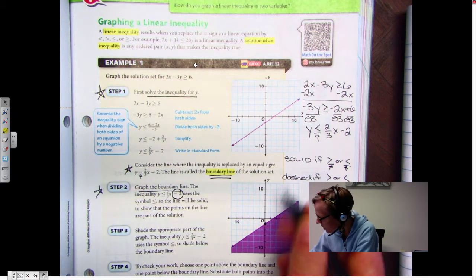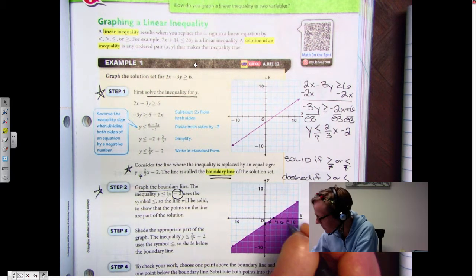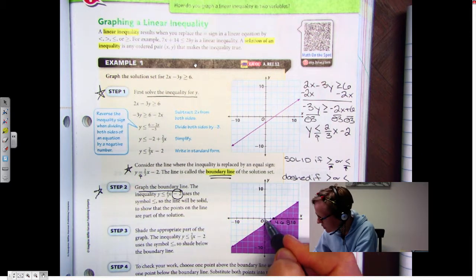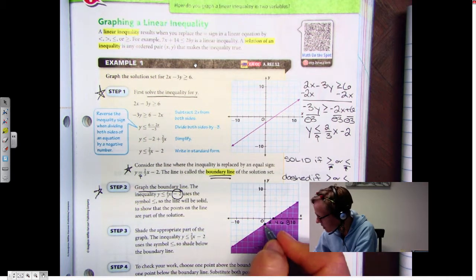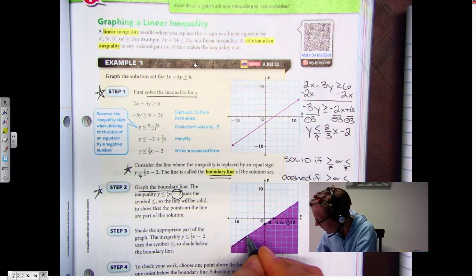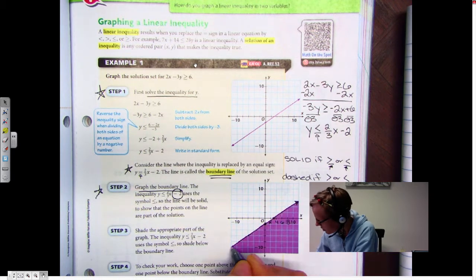So we're going to go up 2, which is only one box, and we're going to go over 3. And again, each grid line is worth 2. So in between these two grid lines, this would be 2, 4, 6, 8. Again, we don't need to label all of them. So we'd go up 2 over 3, up 2 over 3, up 2 over 3. Similarly, we could go down 2, backwards 3, down 2, backwards 3. And you can see that this would be our boundary line. And I'm making it solid because it was or equal to.